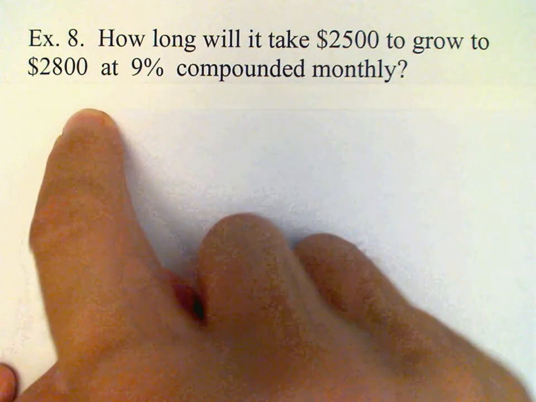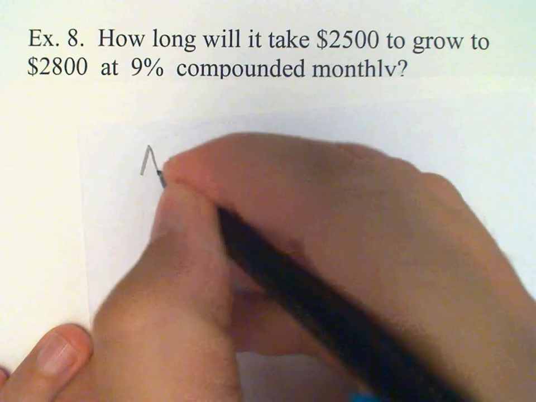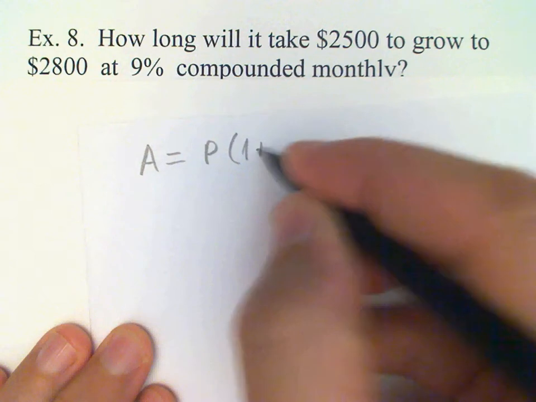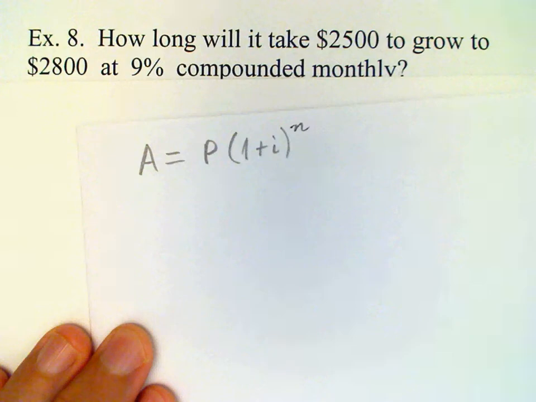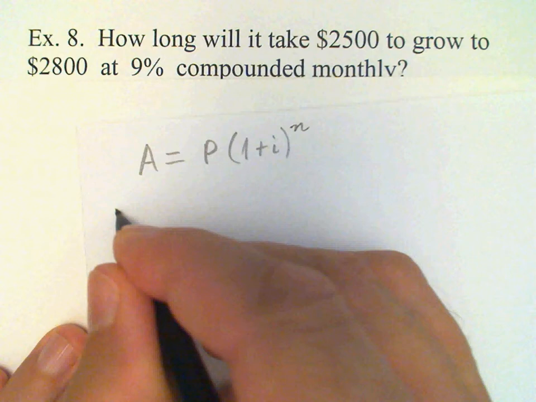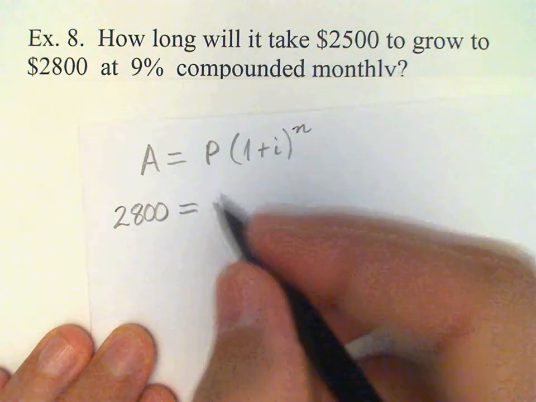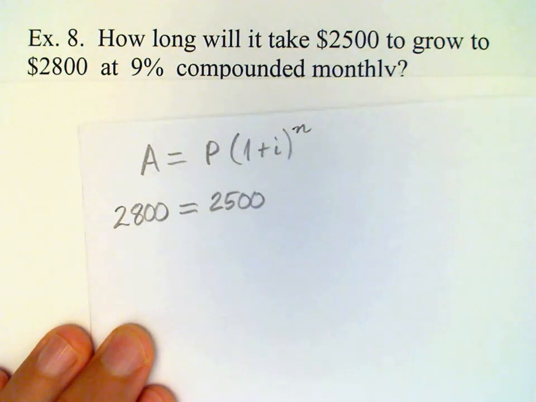Okay, so let's write down what it is that we know. For our formula, A is equal to P times 1 plus I raised to the n power. Remember that A is the future amount, so that's the 2,800. P is the present amount, or the principal, that's the 2,500. We don't know what N is, and we can work out what I is, so let's do that right now.